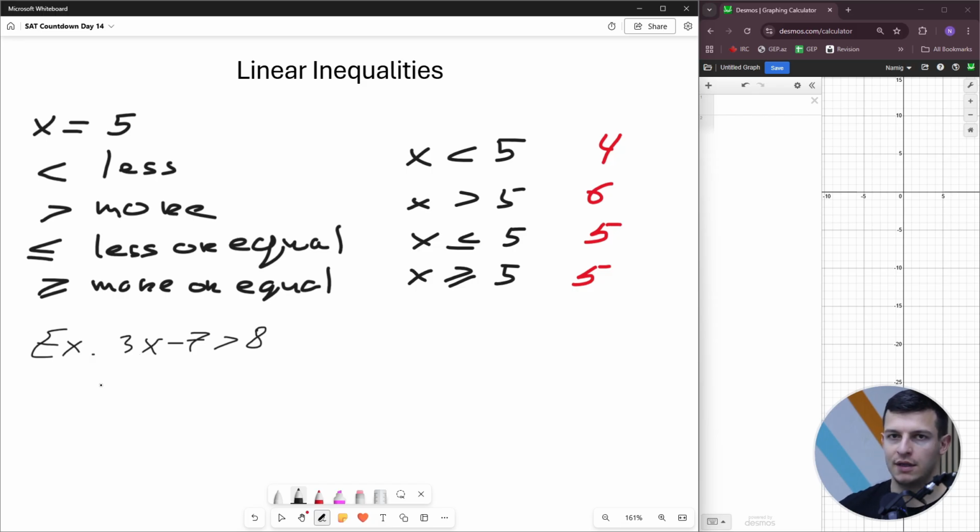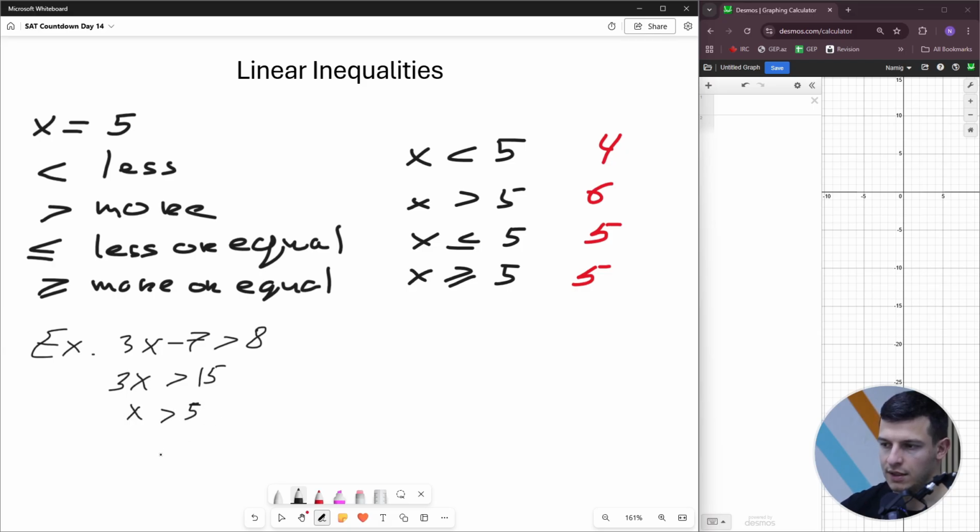So again, I keep my variables on one side and numbers on the other side. To get rid of negative 7 on the left, I need to add 7 to both sides. That's going to give me 3x greater than 15, and x is going to be greater than 5.